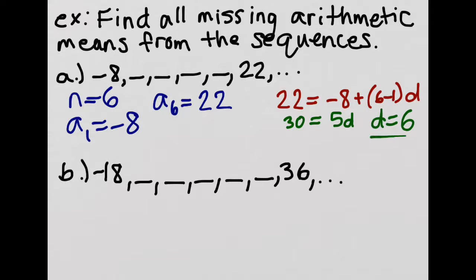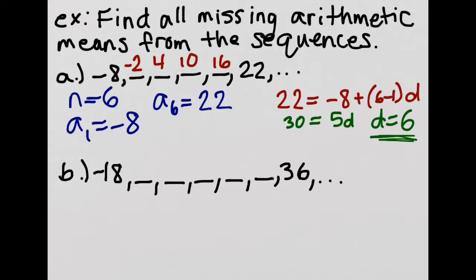Great, so that's what we're adding by each time. So to figure out what we fill in the blank with, we just add 6. So negative 8 plus 6 is negative 2, plus 6 is 4, plus 6 is 10, plus 6 is 16, and plus 6 is 22. So those 4 numbers are our missing arithmetic means. Now if you get to the last number and it doesn't add up, if 16 plus 6 didn't add up to 22, we know we've done something wrong. So we would need to stop and look back over our work and see if we made any mistakes.